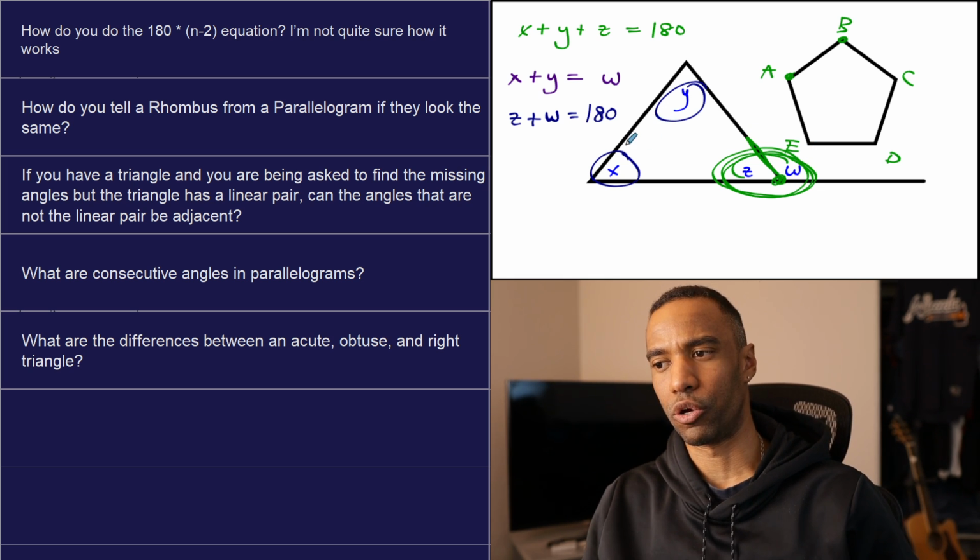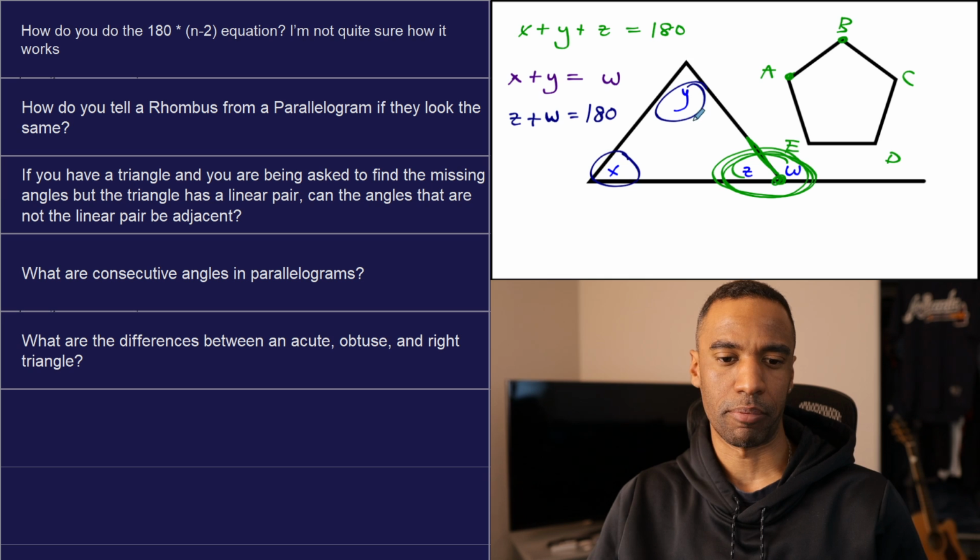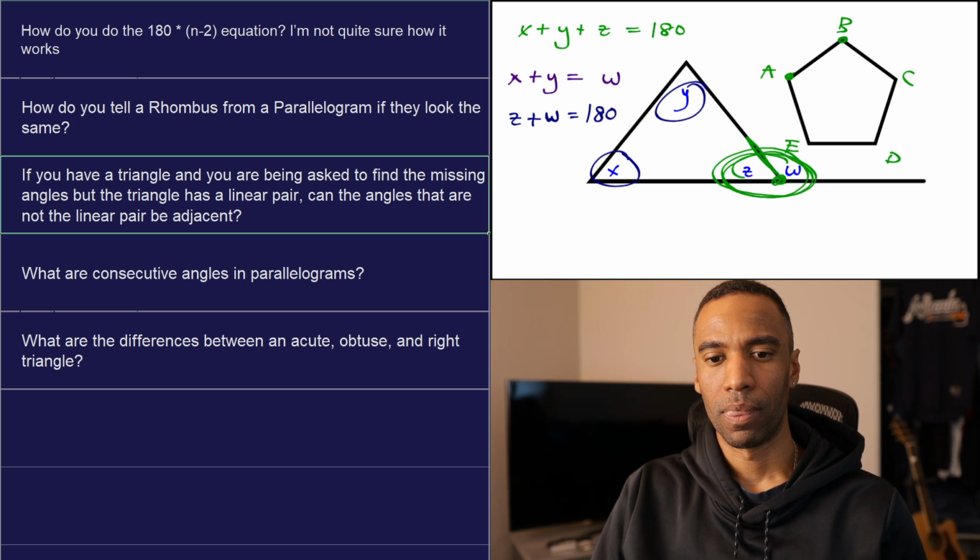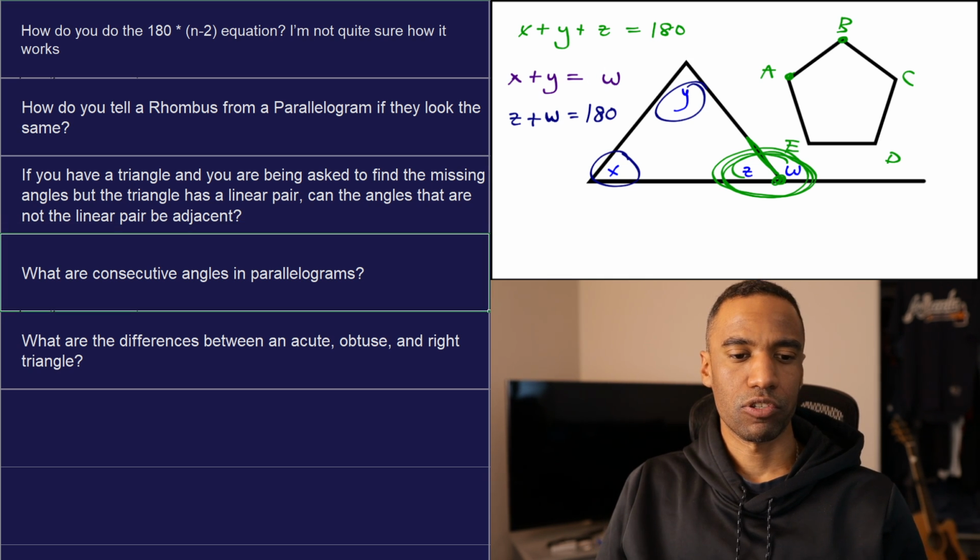So anyway, I don't know if I answered your question, but X and Y are non-adjacent. They're not a part of the linear pair. They are non-adjacent there. All right, what are consecutive angles in parallelograms?